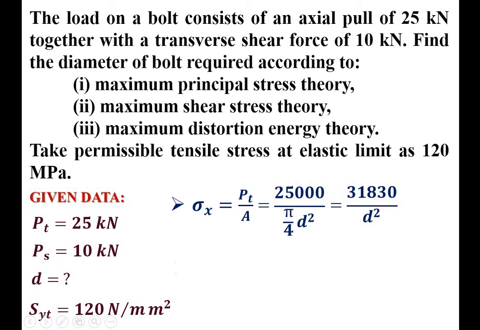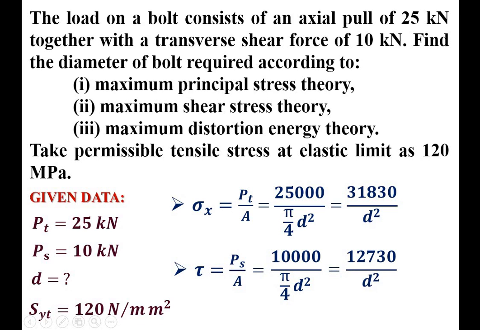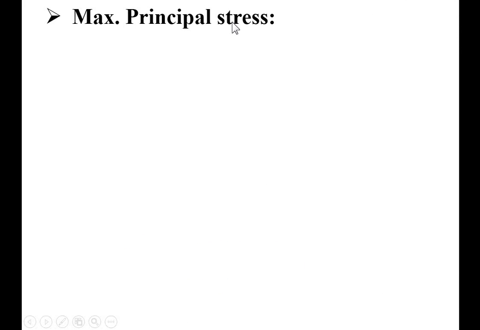Similarly, stress is equal to load upon area, but this is the shear force, and that's why it is the shear stress, tau. So P_s is given to you as 10 kN, so I can put it over here: 10 kN, that means 10 raised to 3. Once again, shear area is pi by 4 d square for the bolt. If you simplify over here, then you will get tau in terms of d square. Once you get this sigma x and tau, that means the stress in x direction and shear stress, then I can find the maximum principal stress and minor principal stress.